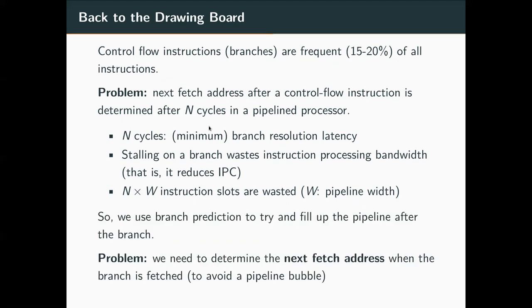So again, as we've seen, branch prediction can really help with this. It'll allow us to guess and fill up our pipeline with things that we think will be the correct direction after our branch instruction. And again, we need to determine where we fetch when the branch is fetched. And this is critical so we can avoid fetching something that's not useful.